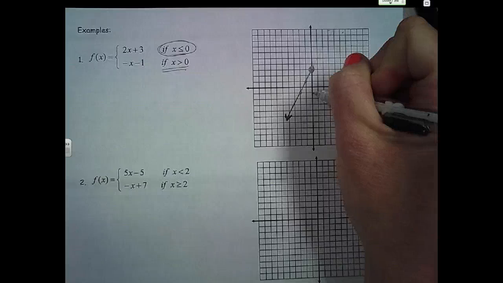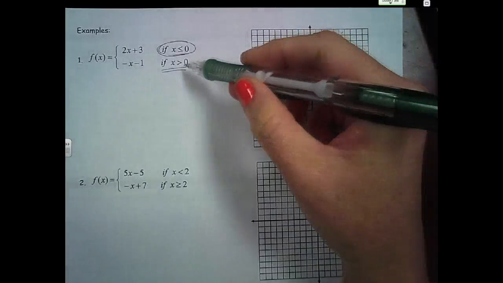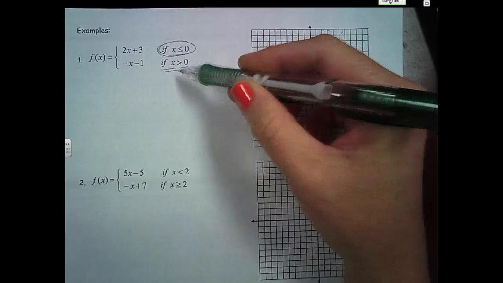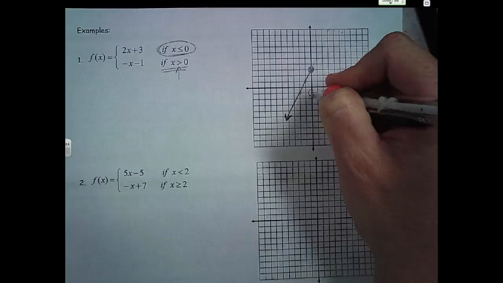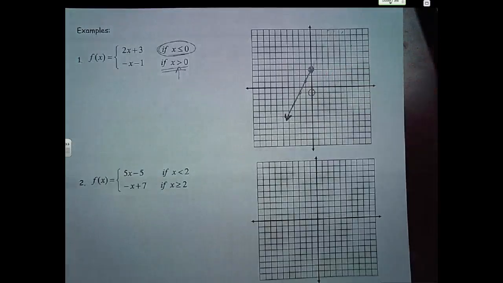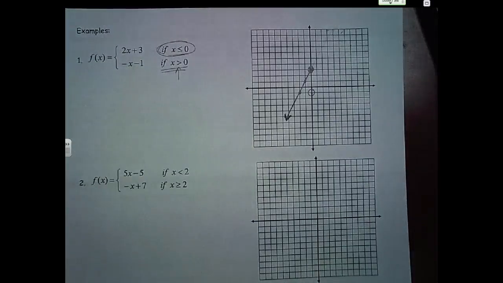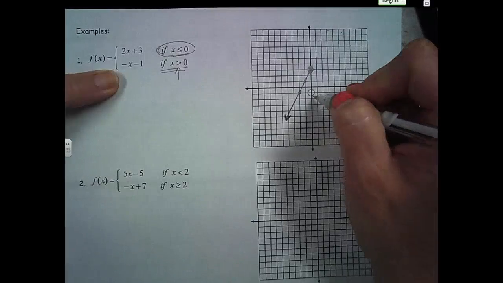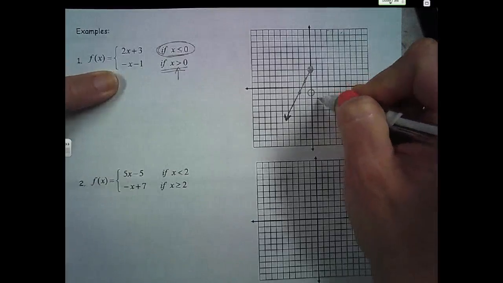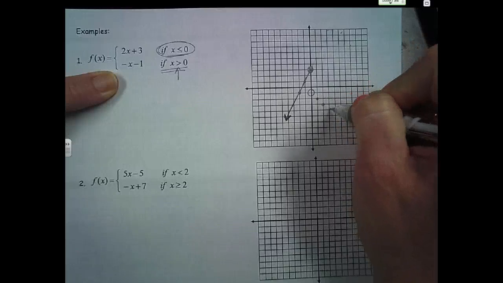But I'm not allowed to be here because am I allowed to be equal to 0? Nope. No, it just said greater than 0. So this at -1 needs to be an open circle. It's a piecewise function. It's only going to be true in one or the other, not both. Okay? So now then, I have a slope of -1. So down 1 to the right, and so forth.